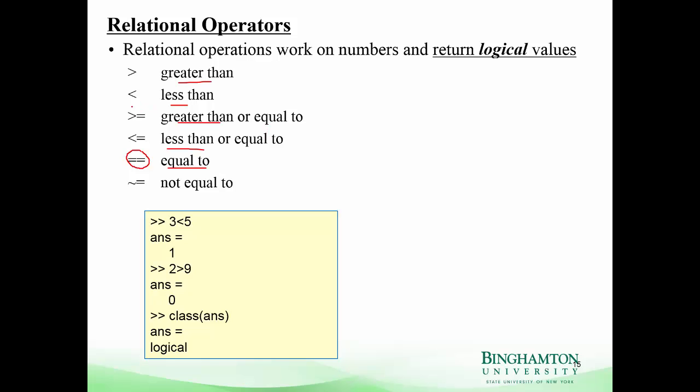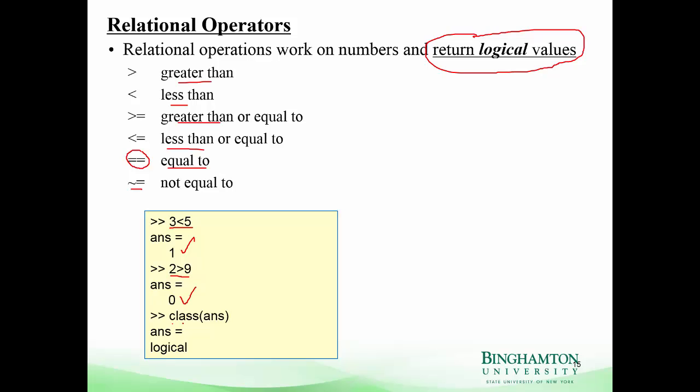And then we have not equal to. So you can use these to test things. And the result of the test will be a logical value. So it's going to be a 1 or a 0. So we can test 3 less than 5 and we get back an answer of 1. Or is 2 greater than 9, and we get back an answer of 0.